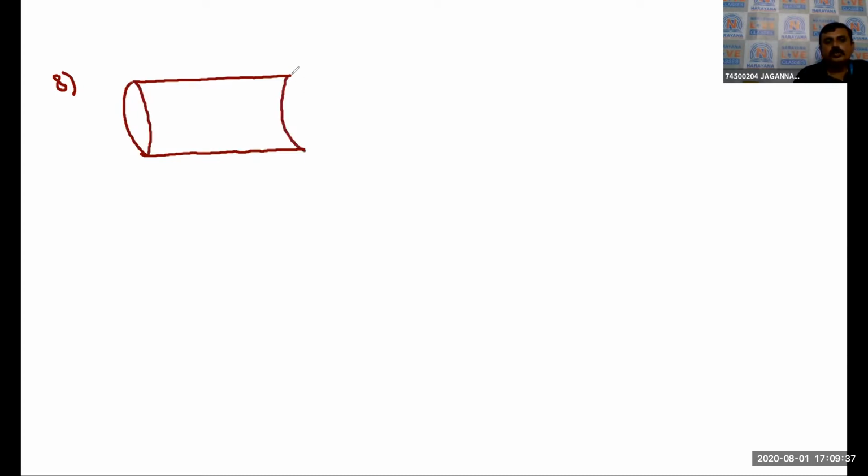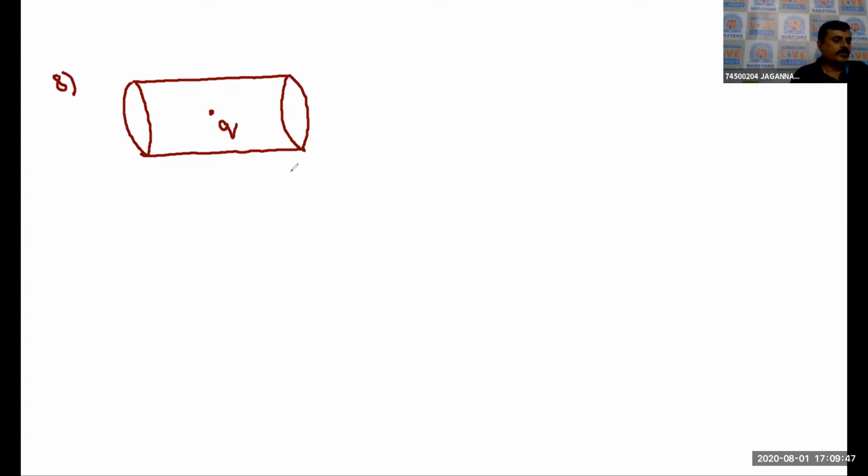Question number 8. What is question number 8? See the question: A hollow cylinder has a charge Q coulomb within it. So this is one hollow cylinder. This one I am taking as the hollow cylinder. It encloses the charge Q. This encloses a charge Q.